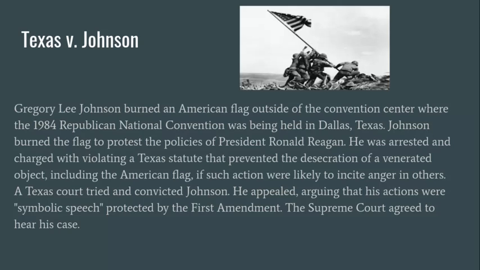There are many examples of judicial review. One was Texas versus Johnson. This was about the burning of the flag. You could take a look at this on your own time.